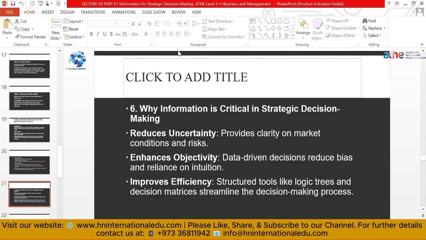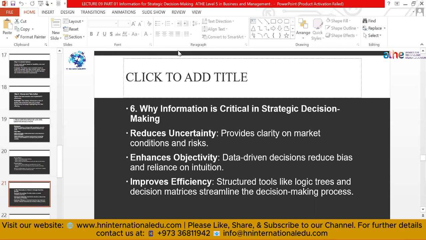Why is information critical in strategic decision making? That is the grasp of the information, whether it is on the internal basis or the external basis, qualitative, quantitative, authentic, primary, secondary. First thing is obviously that it reduces uncertainty. That is also known as ceteris paribus. It provides clarity on the market conditions and risk. Your vision is clear, you know what steps you need to take next. Enhances objectivity: data-driven decisions reduce bias and reliance on intuition. You are sure about what steps you're going to take, you have already done the research perfectly.